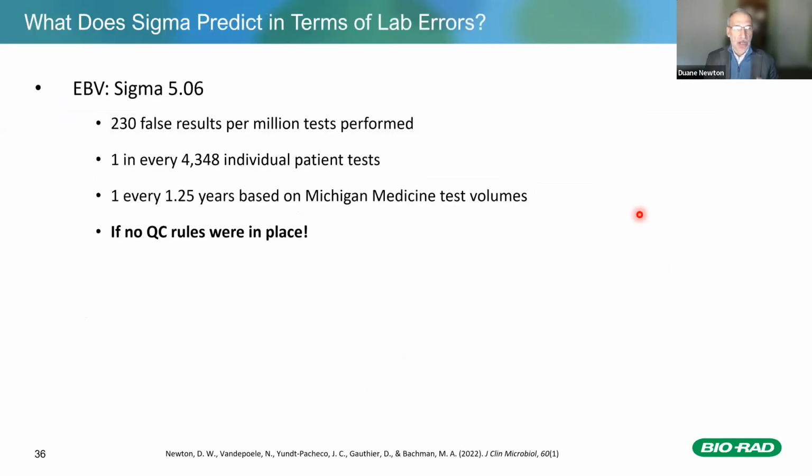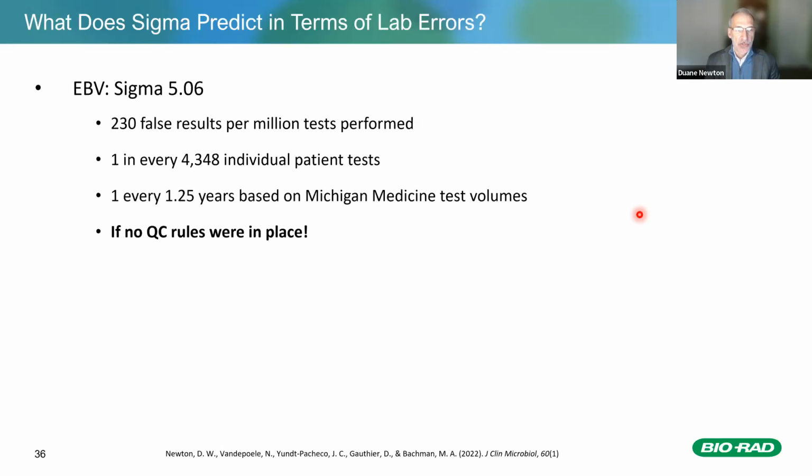But if we look at, in air quotes, the worst performing test, EBV, and this example for the low positive control, that sigma value of 5.06 is equivalent to 230 false results per million tests performed, or 1 false result in every 4,300 or so individual patient tests. And based on the testing volume at Michigan Medicine during the time of the study, that would be 1 false result every 1.25 years in that lab.